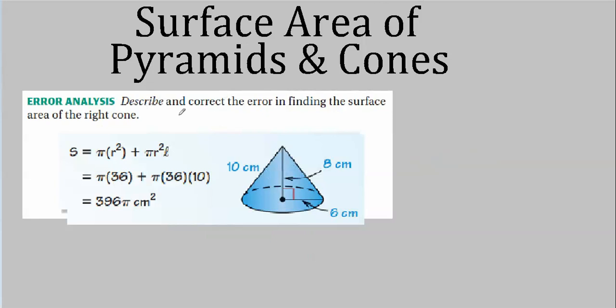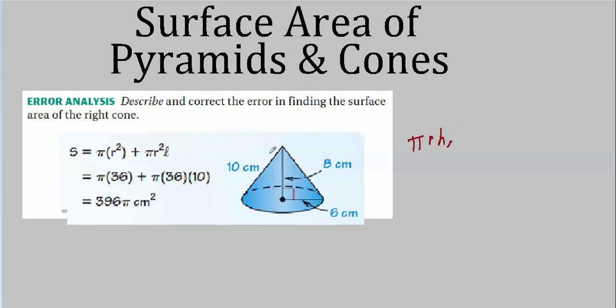The formula for the surface area of a cone is the area of the base plus the lateral area. The base, well, it's pi r squared. And r is 6, so what did they write? Pi 6 squared is 36. Looks good. What about the lateral area? Well, that's pi, we figured this out already, times r times the slant height, which is this one here.